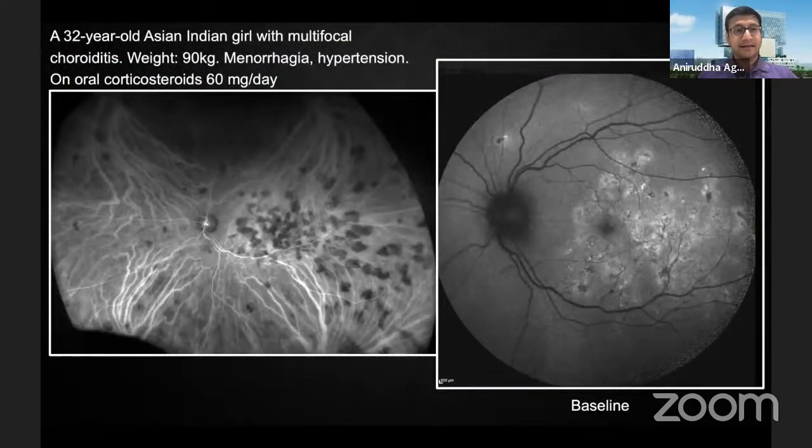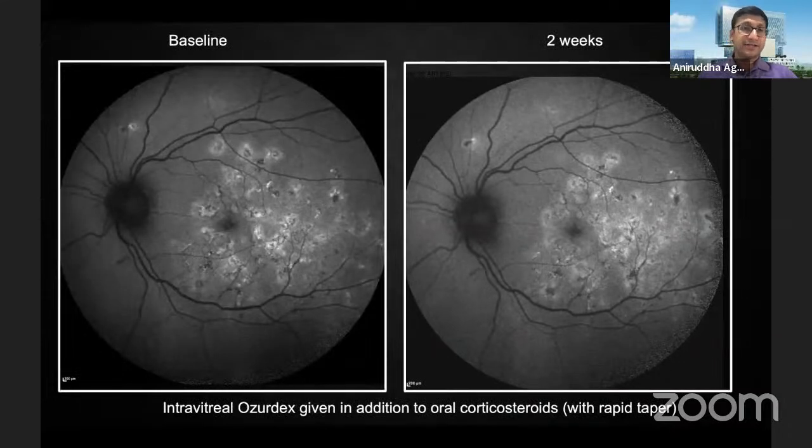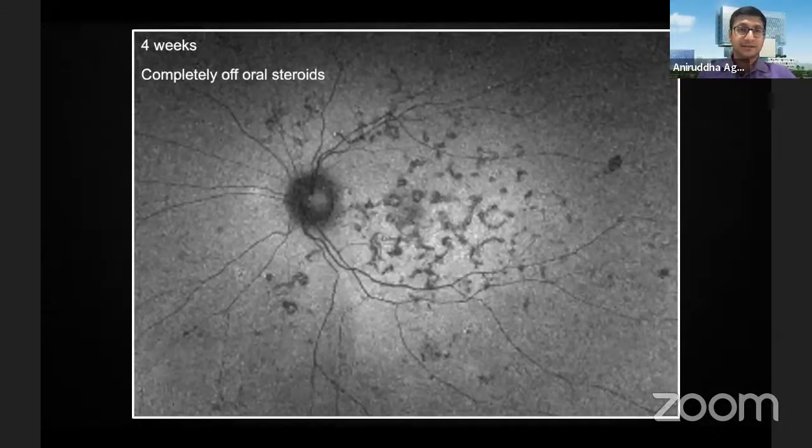This is my last case, and then I'll end. This is a patient who came to me with macular choroiditis, and this is an autoimmune condition with all tests negative for TB. And she was a heavy patient, 90 kilograms. So I hesitated in using systemic steroids more than 60 milligrams, but I gave her an intravitreal Ozurdex after ruling out all infections, including syphilis. And you can see that the lesions have responded beautifully. And at 4 weeks, she's completely off oral corticosteroids and the lesions have healed. So these are indications where you could use them as a bridge therapy.